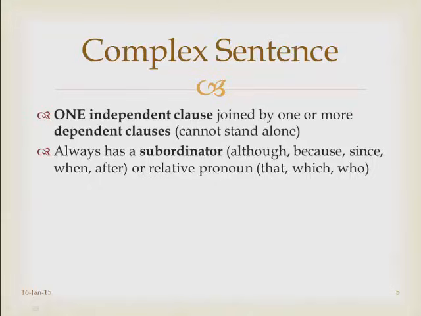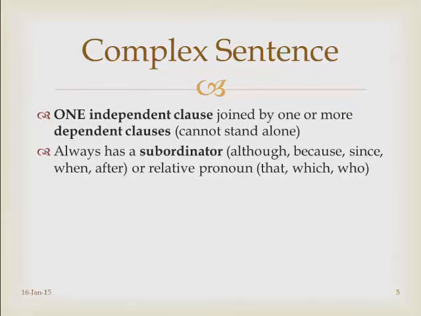Then what about complex sentences? Well, a complex sentence is a little bit complex, okay? So you have one independent clause, right? Like one simple sentence, but it is joined by one or more dependent clauses. So this is a little different. It's not independent, it is dependent because it cannot stand on its own. It doesn't really make sense by itself, okay?